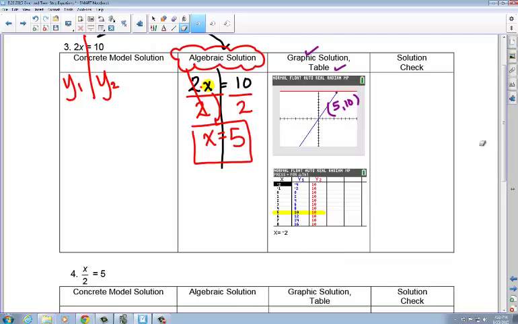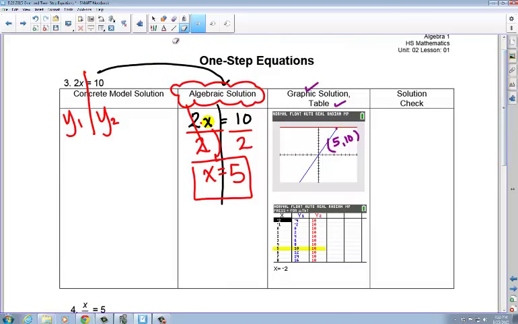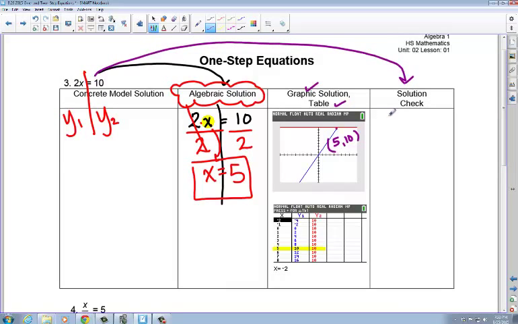Now it's time to check my work. I'm going to copy the original one into solution check. 2x equals 10. I'm going to draw my line down the equal. And I'm going to take my highlighter and I'm going to highlight my x, my answer. I know x is equal to 5 when I do it algebraically. I know x is equal to 5 when I do it on the graph. And I know x is equal to 5 when I do it on the table.